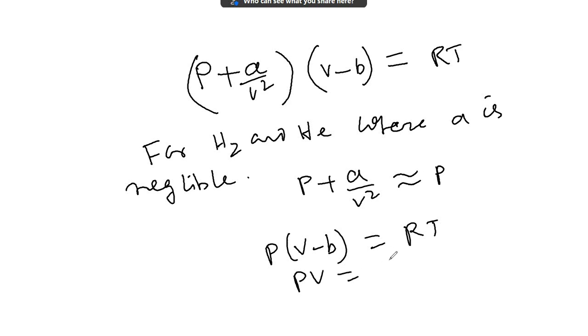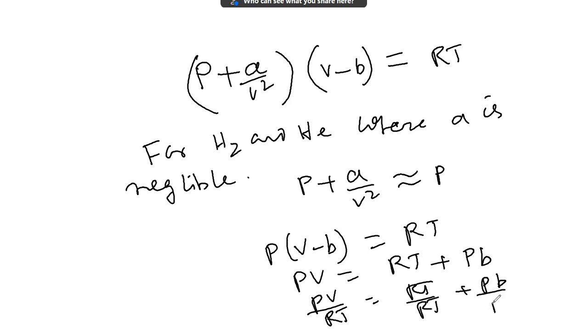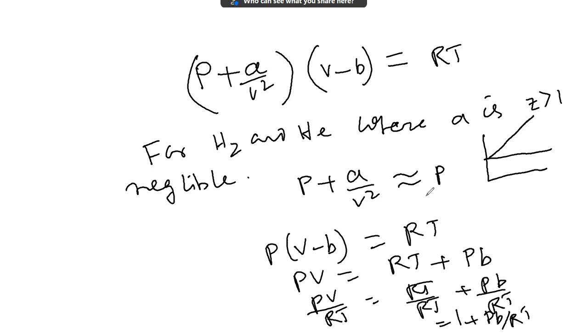So PV equals RT plus PB, on transferring. Now the compressibility factor Z equals PV by RT. So PV by RT equals RT by RT plus PB by RT, that is 1 plus PB by RT, which is greater than 1. For hydrogen and helium, I find that the Z value is always greater than 1. So these things can be explained using the Van der Waals equation.